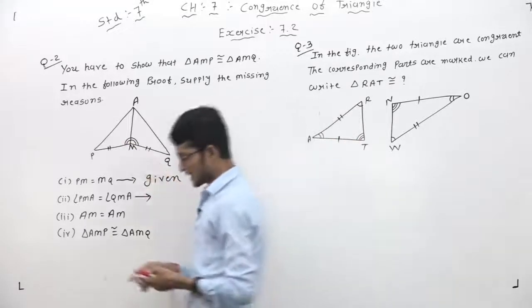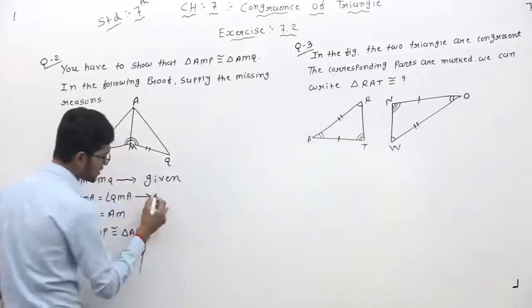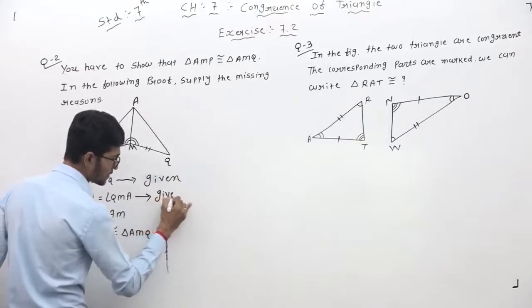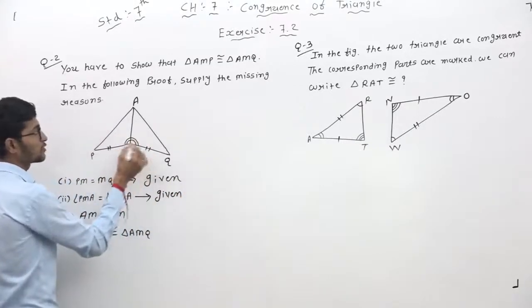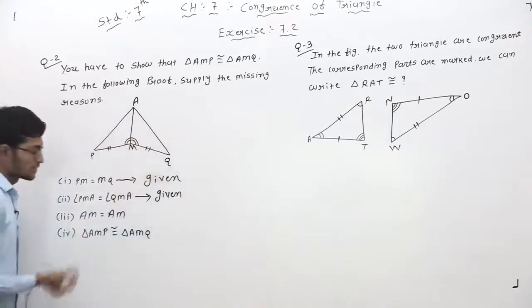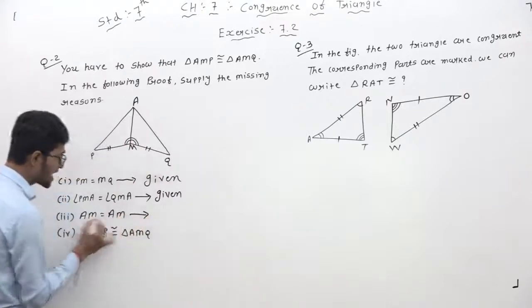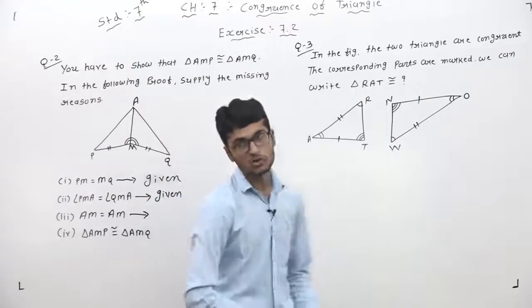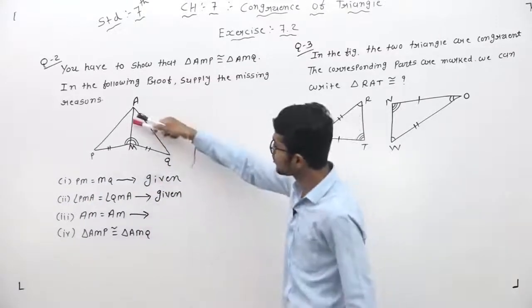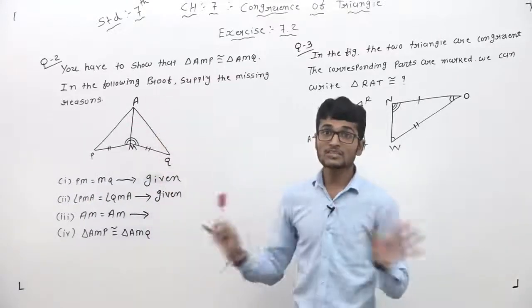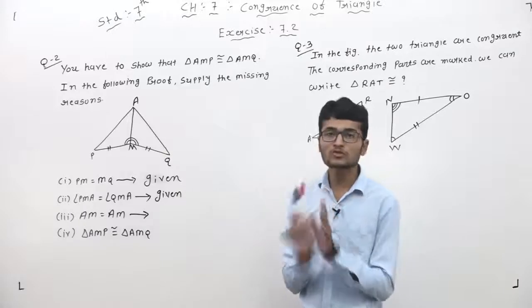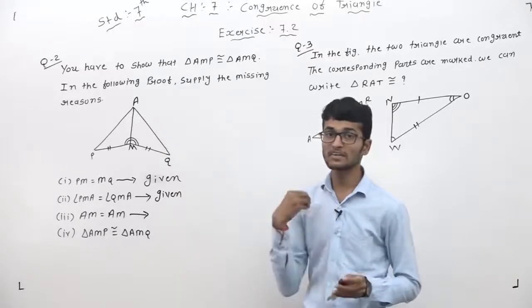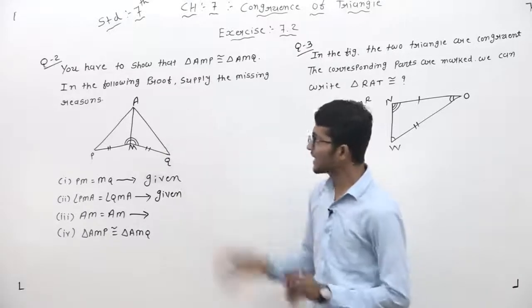So the second answer is also given. Why? Because if you look in the figure, M is in both. Then after this, the third one: AM is equal to AM. Now dear students, AM is equal to AM. Here is the AM, and there is no sign here. It means no reason is given in the figure, so we will have to find the reason. AM and AM.